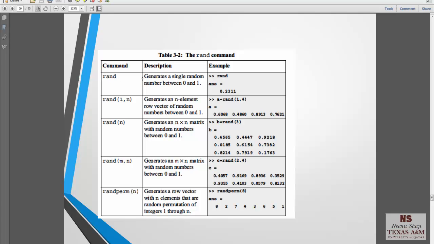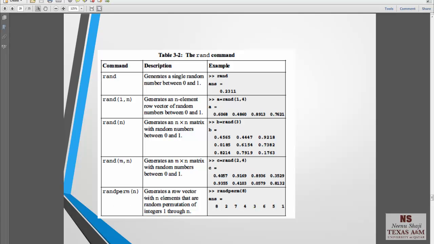Rand generates a single random number between 0 and 1. Rand of 1, n generates an n element row vector of random numbers between 0 and 1. So rand of 1, 4 generates a row vector with 4 elements. Rand of n generates a square matrix of order n. Rand of m, n generates a matrix of order m by n, as in this example 2 by 4.